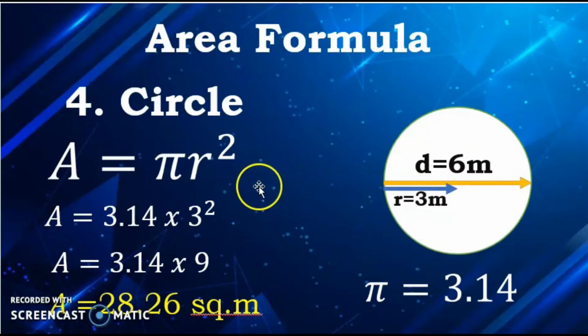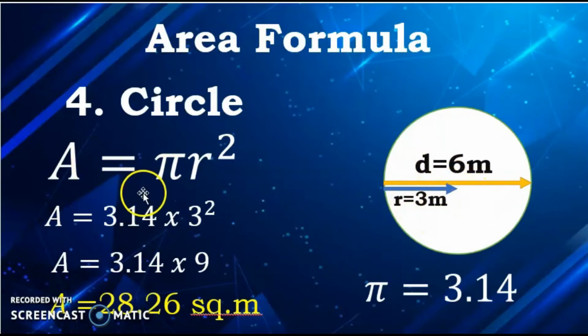Now sometimes ang given dyan ay D, or what do you mean by D? That's diameter. From this point, the line that passes through the center of the circle, that is the diameter. Let's say that is 6 meters. What will be the radius? The radius is 3 meters. Meaning ang radius is half of a diameter.